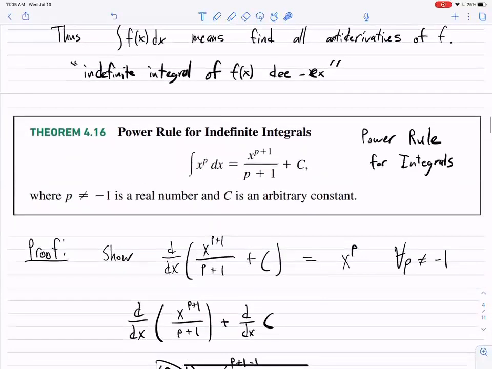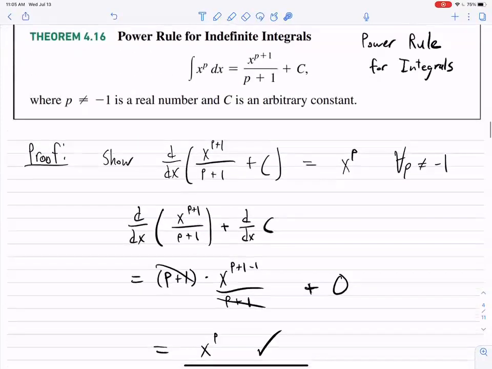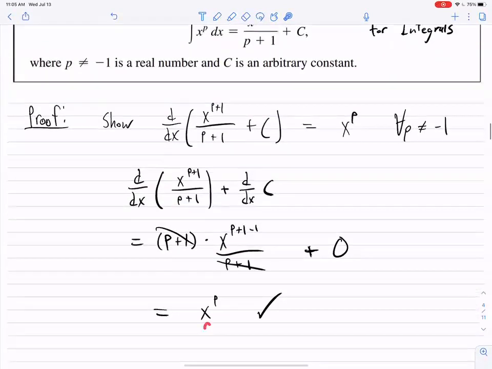And that's how we show that it is the antiderivative, right? Just take the derivative of this thing and it's x to the p. If you take the derivative of this, the derivative is just p plus 1 times x to the p plus 1 minus 1, and so it ends up being x to the p. And so it works out, and this is the antiderivative.